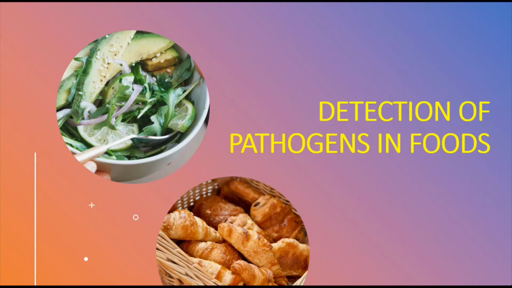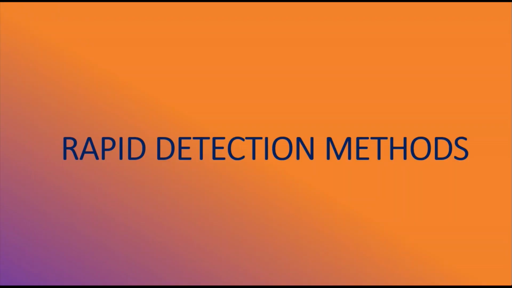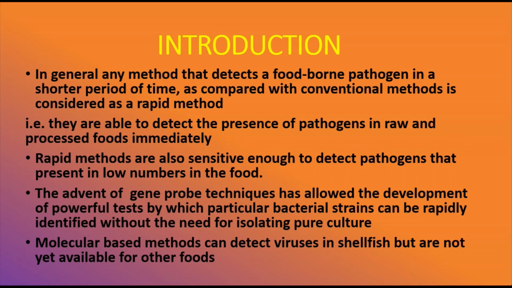Hi everyone. In the previous part, we had discussed the conventional methods, which is one type of detection of pathogens in the food. In this video, we are going to discuss the rapid detection methods for detecting pathogens in the food. So, what is a rapid method?